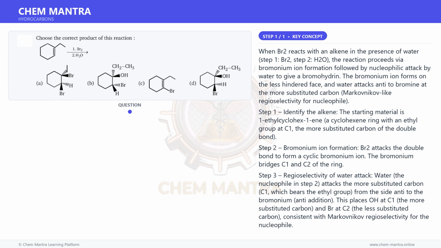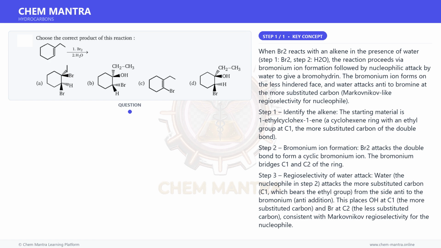Step 3. Regioselectivity of water attack. Water, the nucleophile in step 2, attacks the more substituted carbon, C1, which bears the ethyl group, from the side anti to the bromonium, anti-addition. This places OH at C1, the more substituted carbon, and Br at C2, the less substituted carbon, consistent with Markovnikov regioselectivity for the nucleophile.